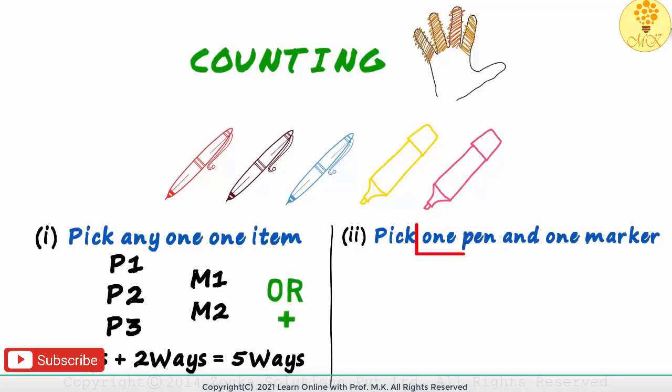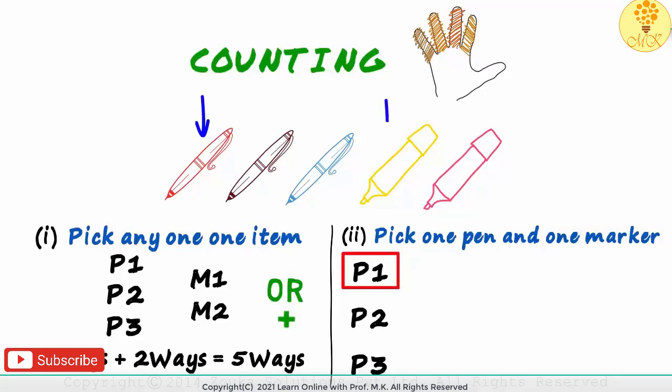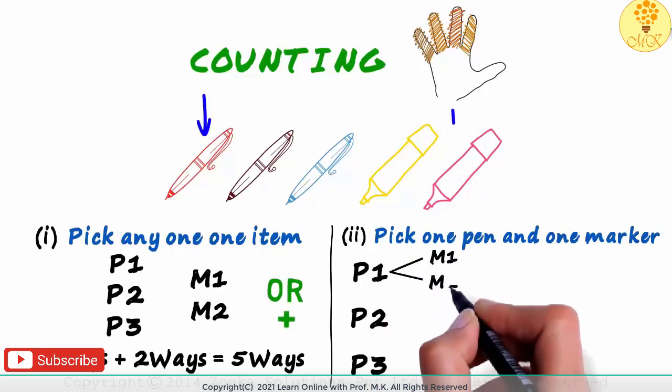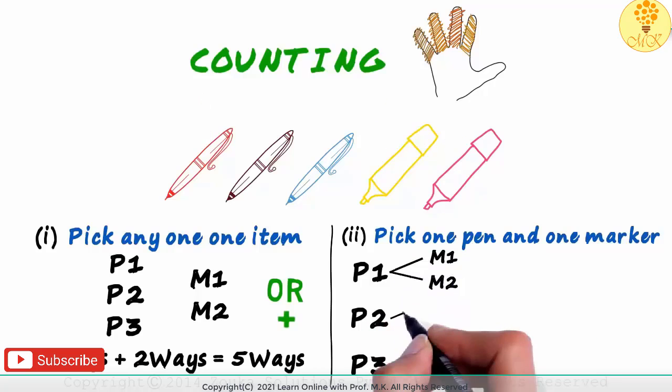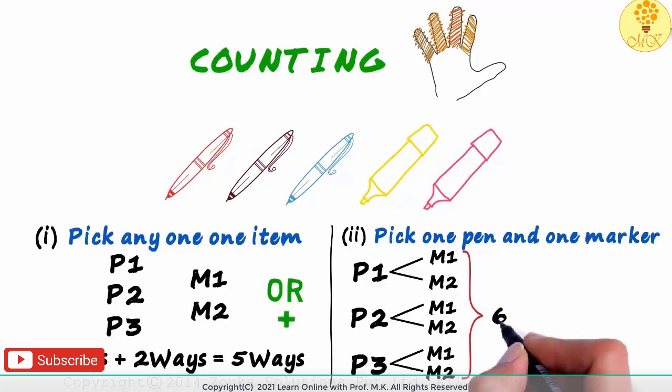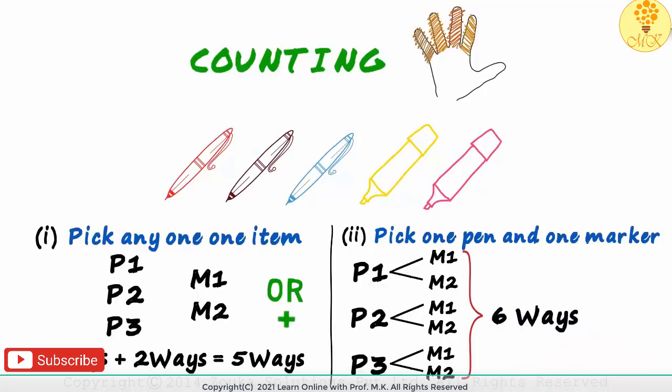In how many ways can we pick a pen? We pick either the first or the second or the third. Now, having picked 1 pen, we need to pick a marker. Maybe after picking the first pen, we pick the first marker. Or maybe after picking the first pen, we pick the second marker. So one way is P1M1 and another is P1M2. Or maybe we pick P2 and then M1 or P2 and M2. In all, we can see that there are 6 ways in which we can pick a pen and a marker.